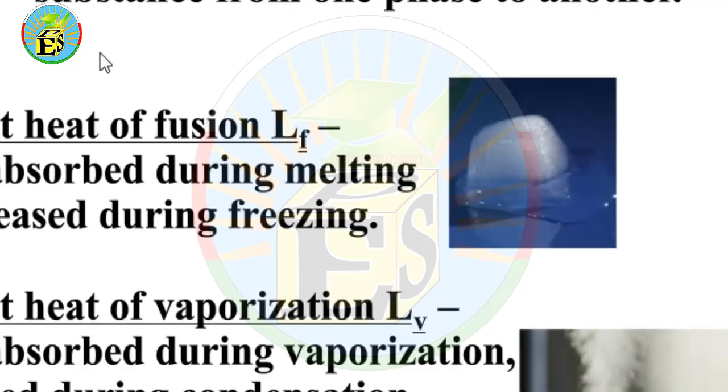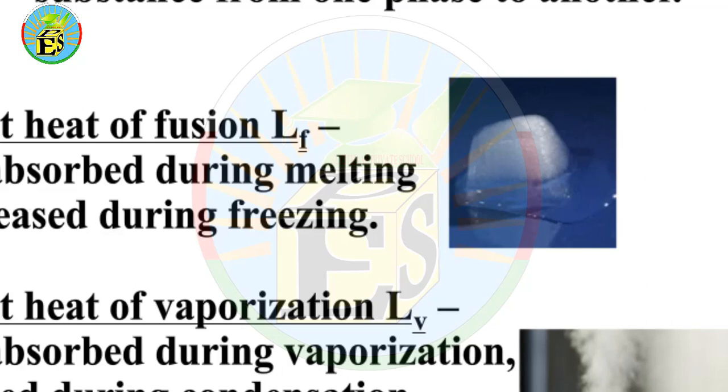We will take another concept called latent heat. Latent heat is a physical property that describes how much energy is required to transform the mass of a substance from one phase to another. Latent heat of fusion: heat absorbed during melting or released during freezing. Latent heat of vaporization: heat absorbed during vaporization, released during condensation.